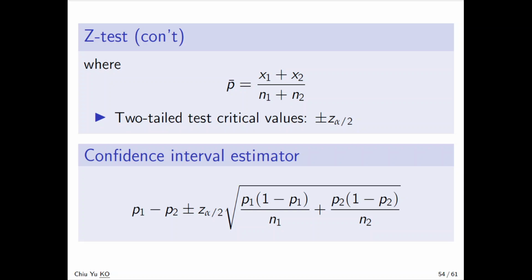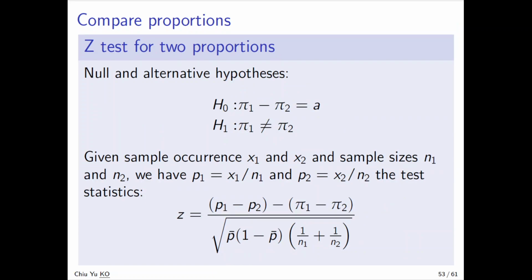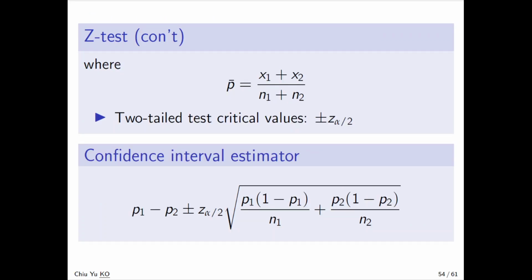Okay. The confidence interval estimator would be p1 minus p2 plus or minus z alpha over 2 times the square root, and here we have p1 times 1 minus p1 over n1. This one is a little bit less sharp than the test, right? Because under the null hypothesis we assume p bar, but here we cannot make such an assumption, so this interval is much larger.